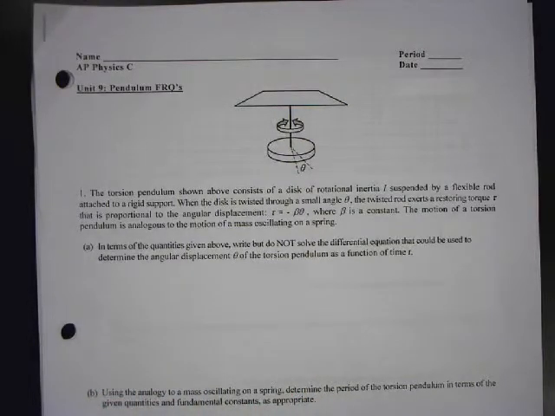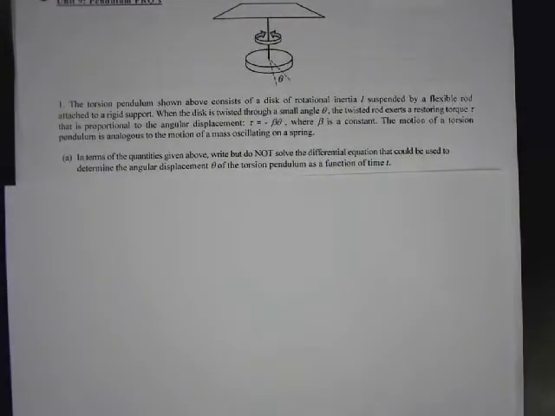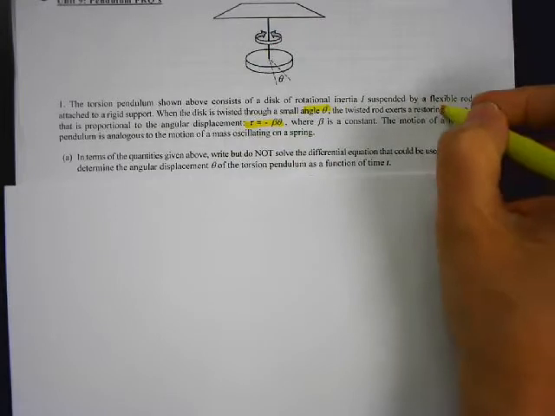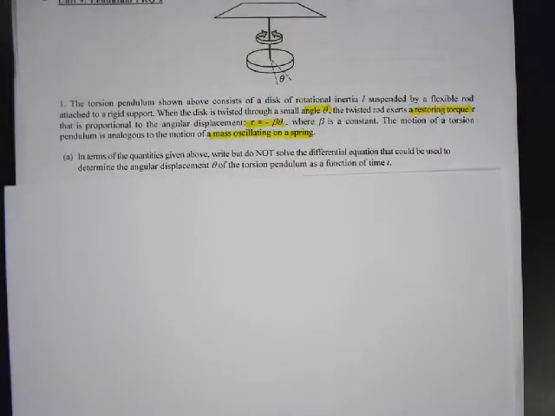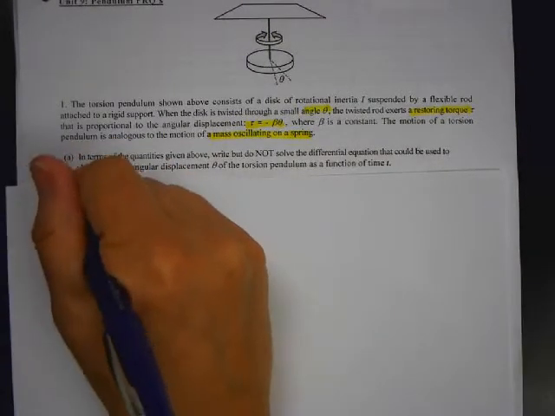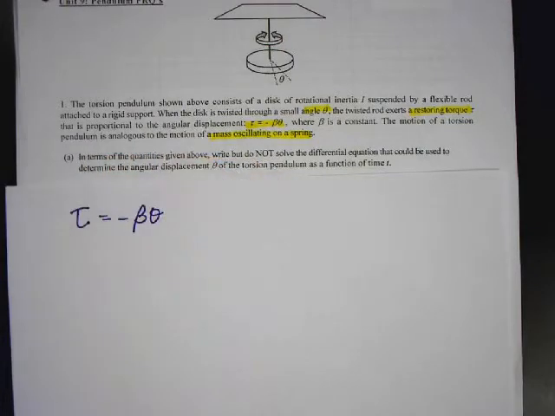So you're reading this problem, and you think, where do I start? With this problem, you start by looking at what you're reading, and as you read it, you think about certain things that are important. The first thing they tell you is that tau is equal to negative beta theta.